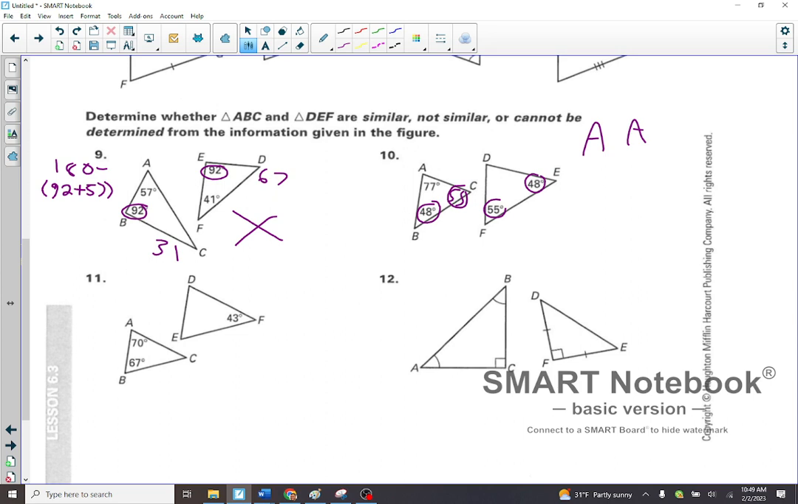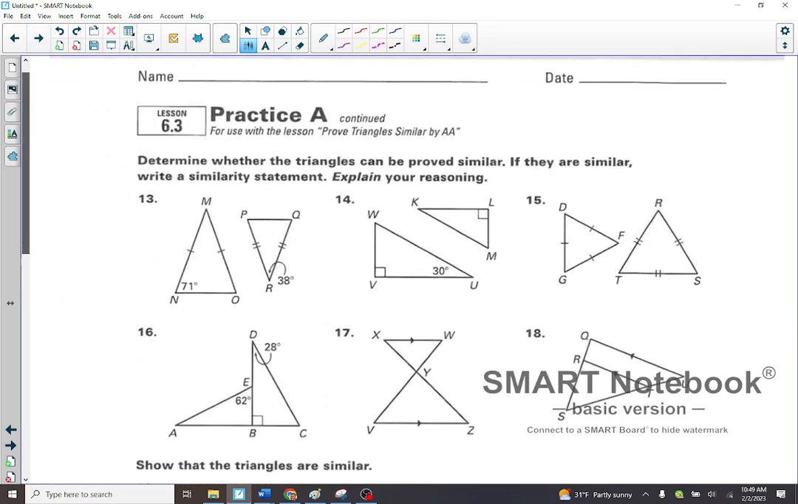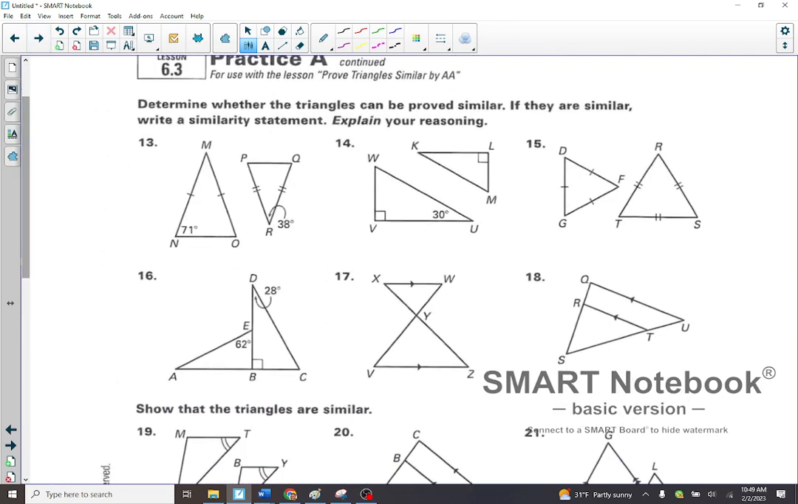But 11 is also yes. I'll let you guys do the work later, okay? I want to make sure the video fits. If it's on YouTube, I need it in one video. I don't want to run out of time in class.